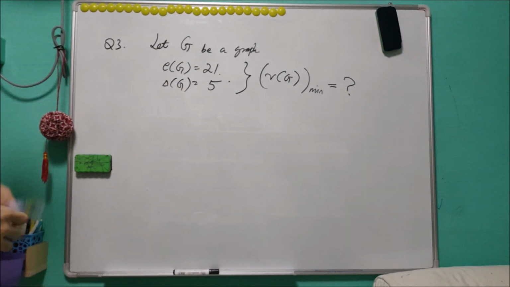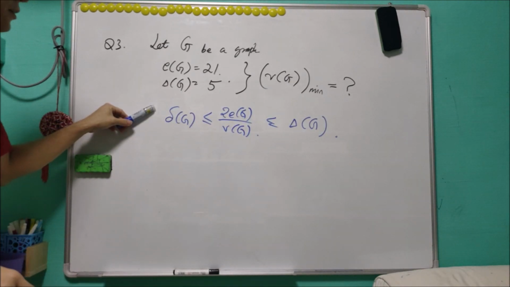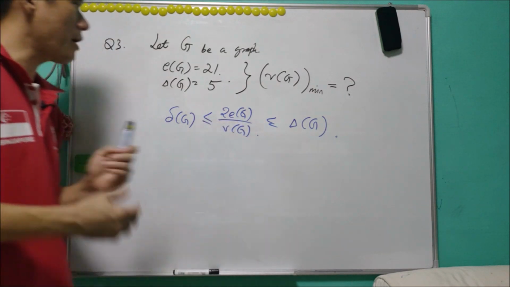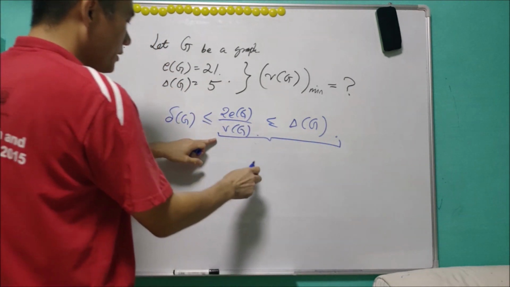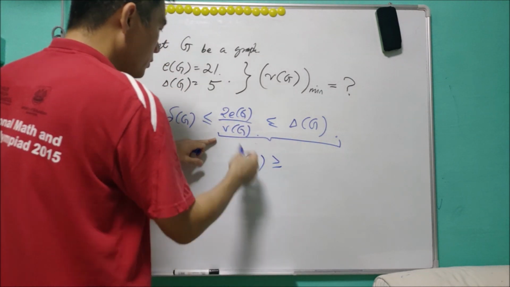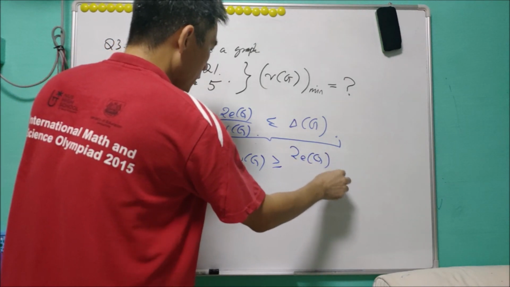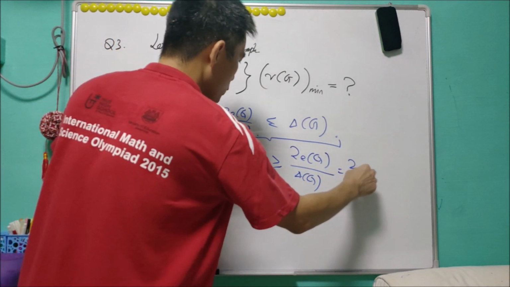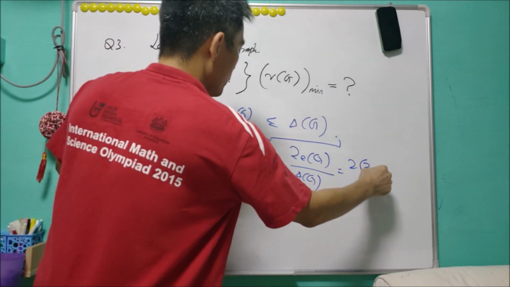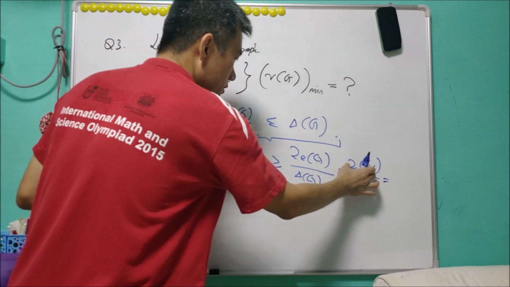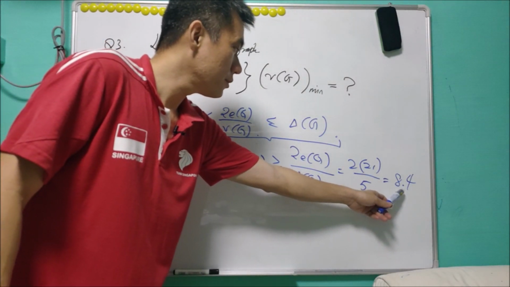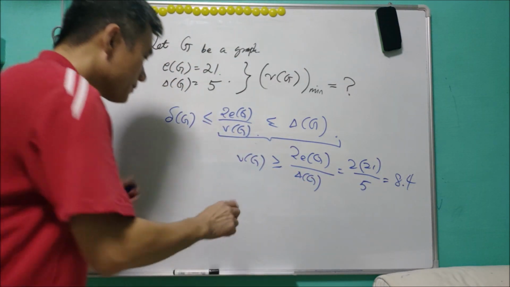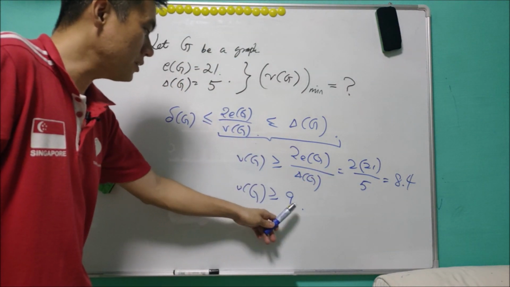So this question is quite similar to what we have already discussed last time. Recall that we have this inequality: the average is in between the minimum and maximum. So now we are going to use this part of the inequality. From here, V(G) will be greater than or equal to 2E(G) over the maximum degree of G, and that is 2 times 21 over 5. This is 42, this is 84. V(G) is greater than or equal to 8.4. Since this is an integer, the order has to be greater than or equal to 9.